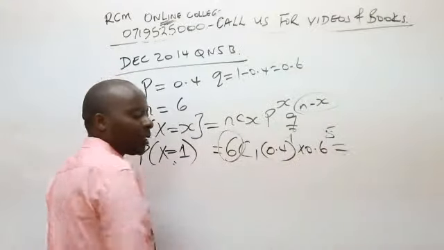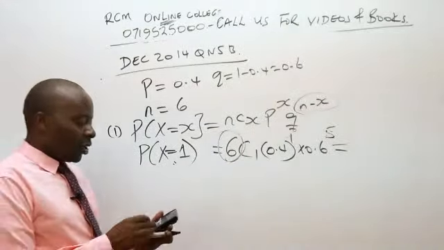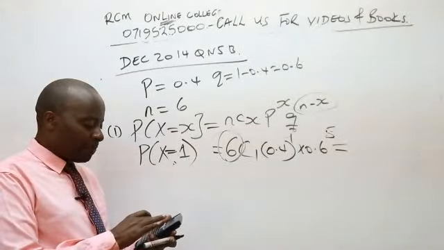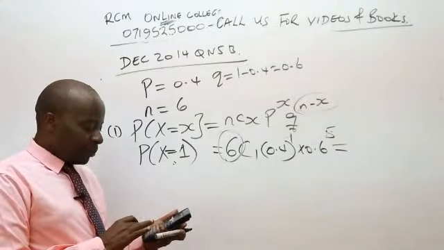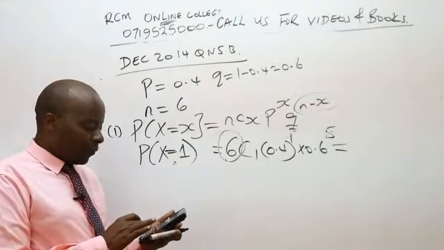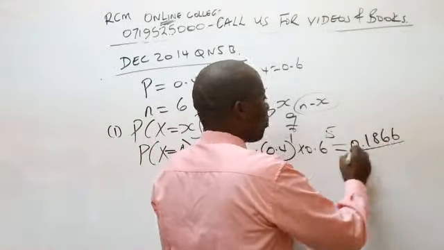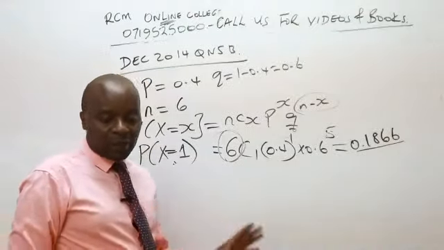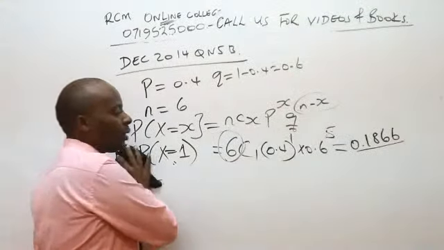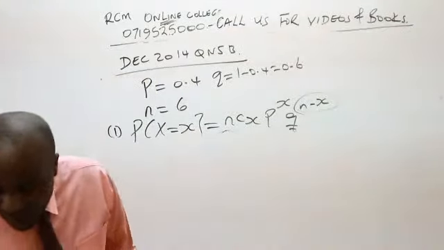So please get out your calculator to evaluate this probability that the examiner wants us to get. So this will be 6 combinations 1 times 0.4 raised to 1 times 0.6 raised to 5, which gives us 0.1866. That is the end of that first requirement, which wanted the probability that exactly one household was affected.